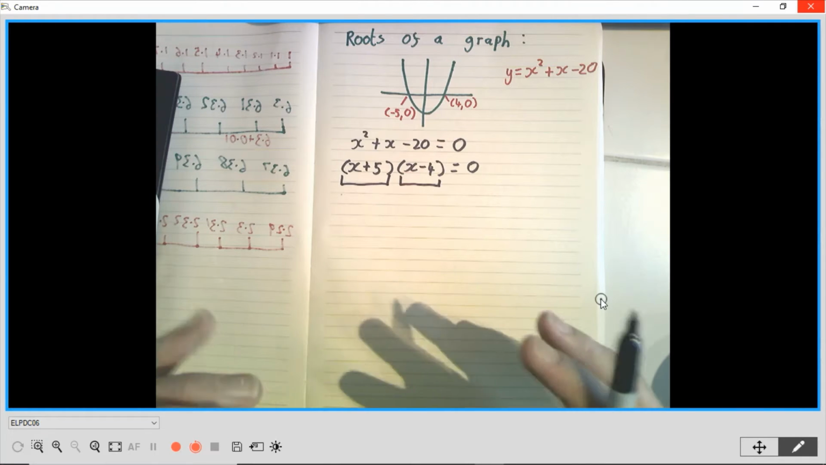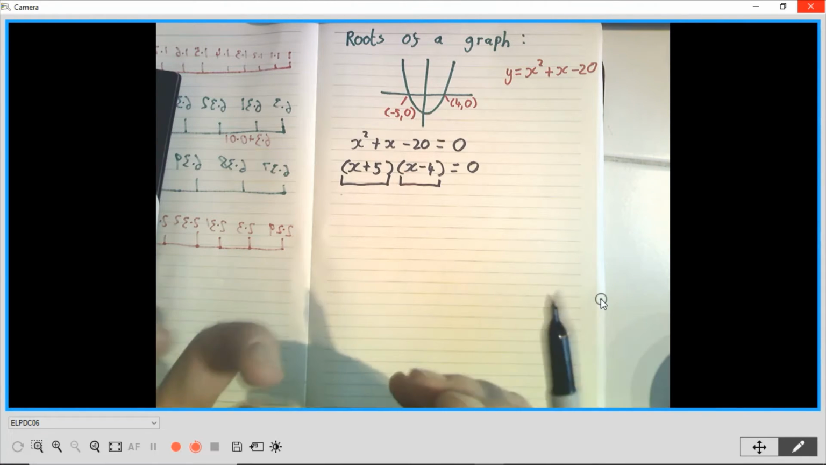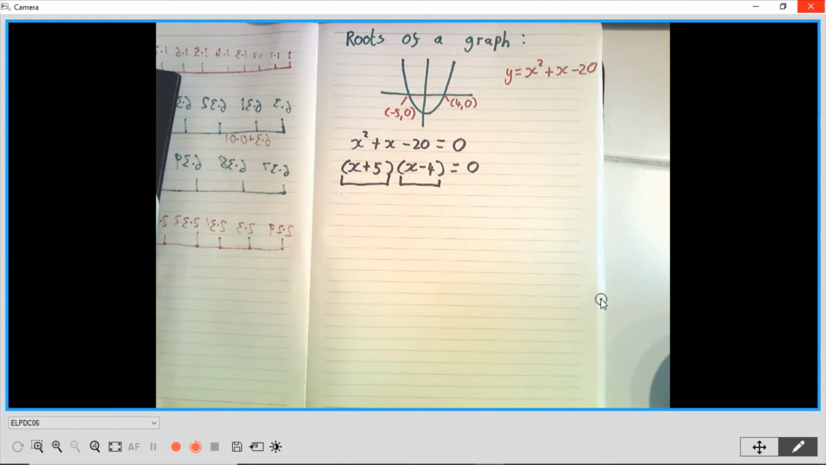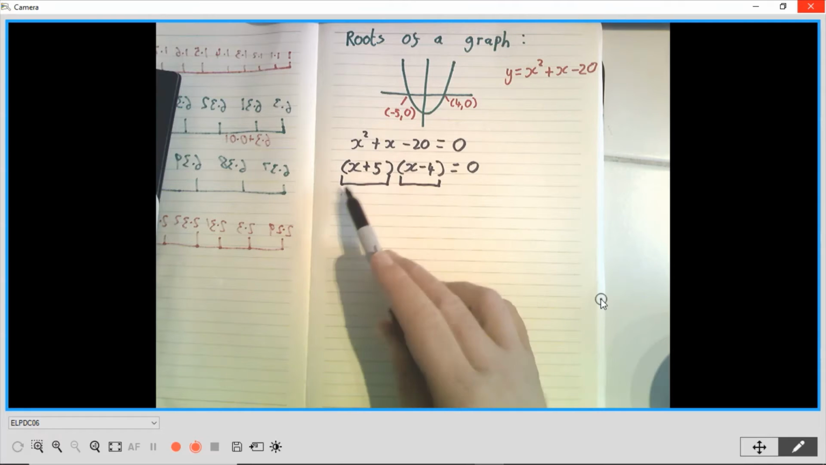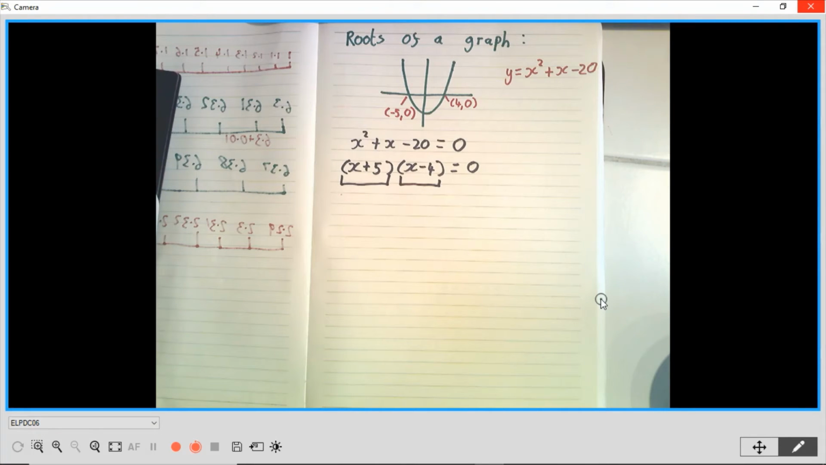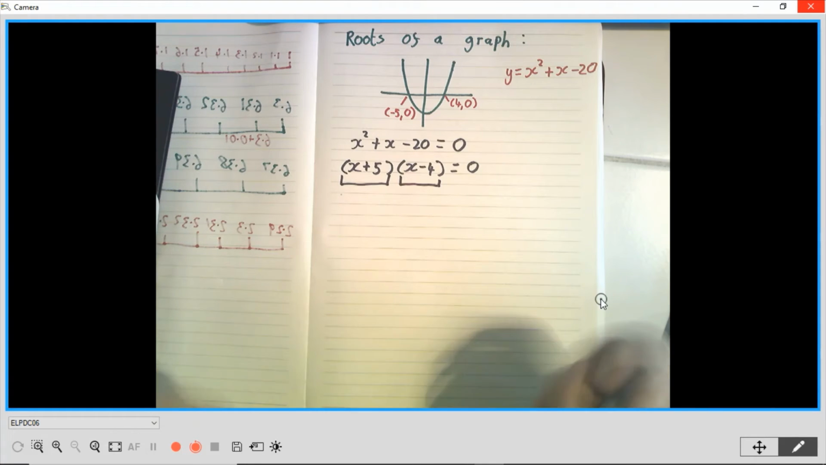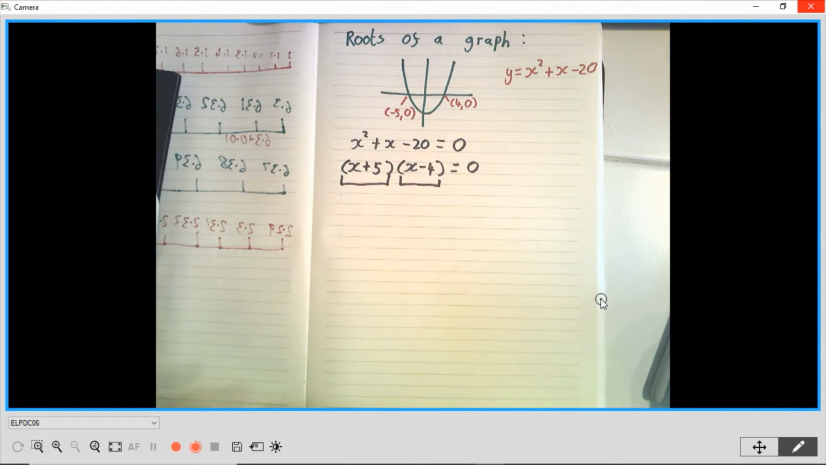Now, when you times two numbers together and get 0 as an answer, that tells you that one of these two brackets must be 0. Because if neither bracket was equal to 0, you wouldn't be able to get 0 as an answer to that multiplication. So it doesn't matter what one bracket equals, as long as the other bracket is 0, that will give you a solution to this.